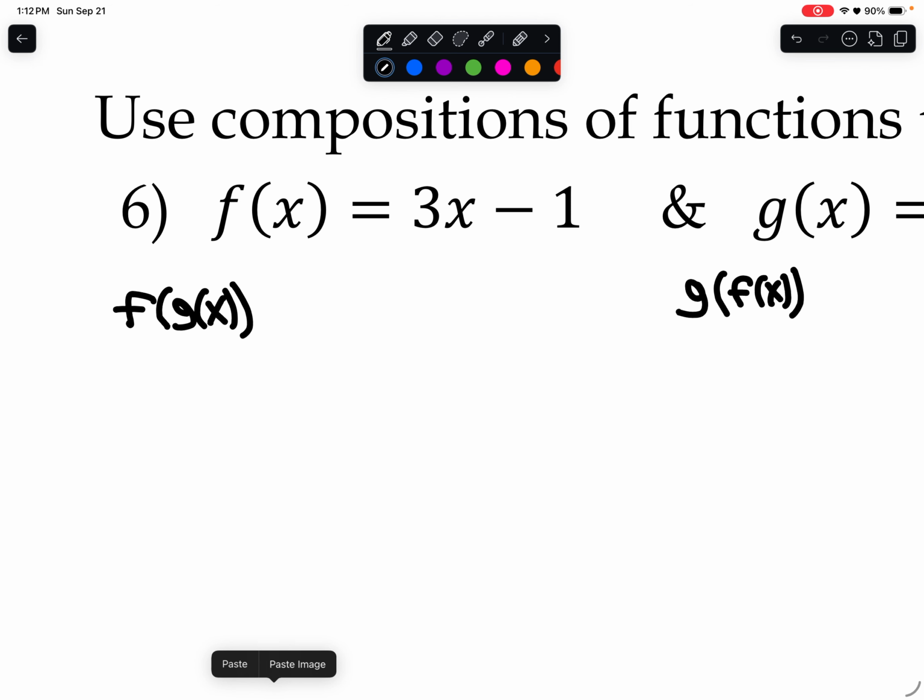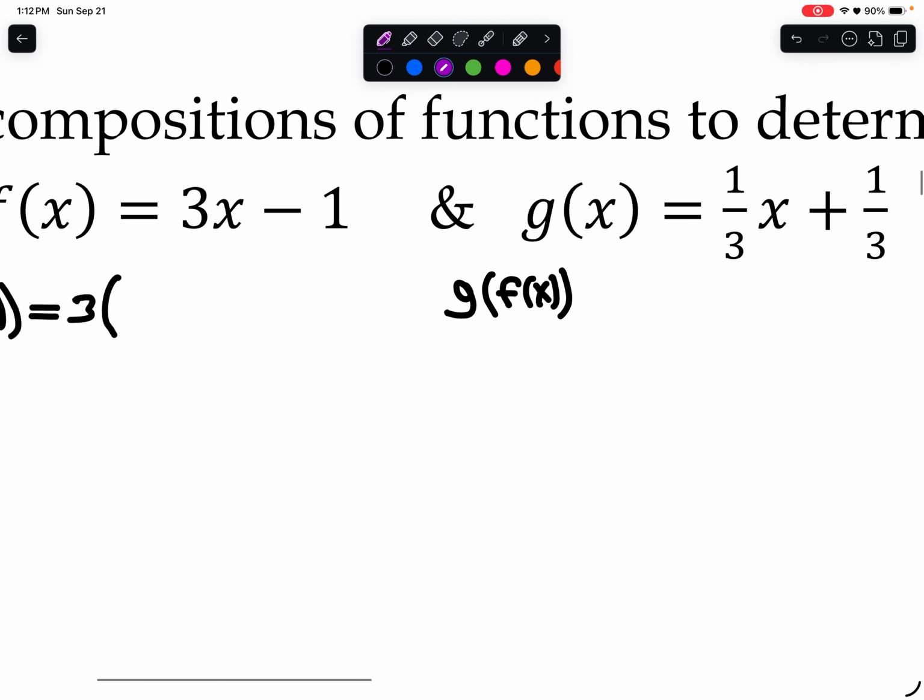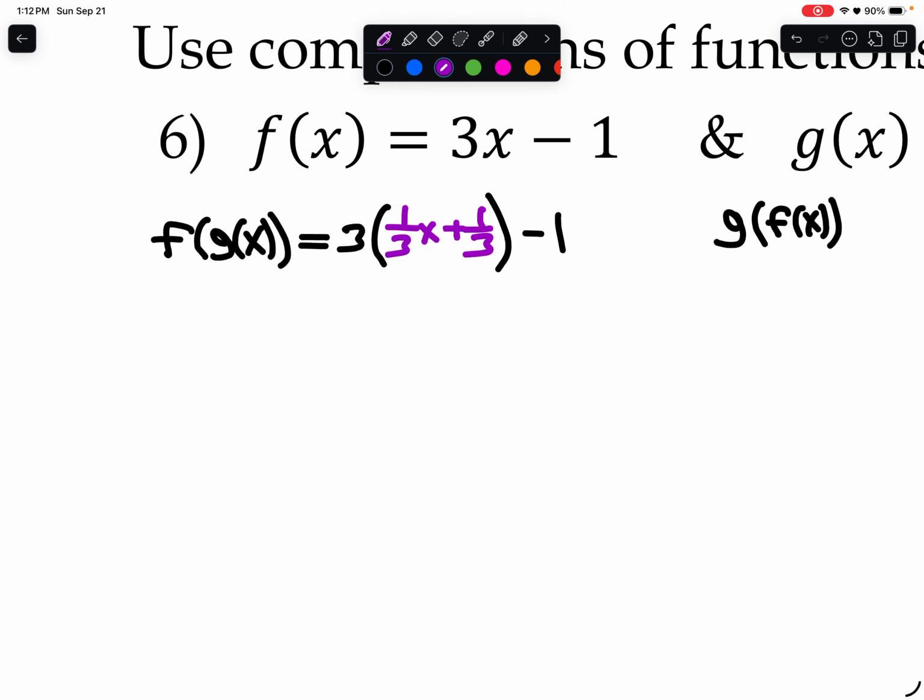So let's start with 3 parentheses, and then I'm going to do 1/3 x plus 1/3, and then minus 1. So when I distribute, we're going to get 1x plus 1 minus 1, which is just going to give us a positive 1x, which is exactly what we want.